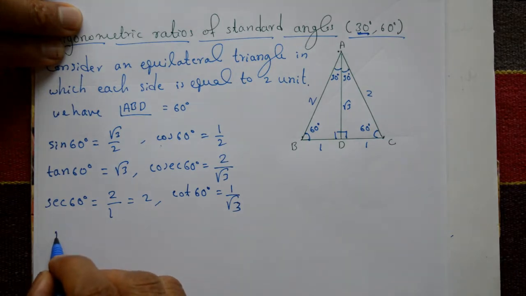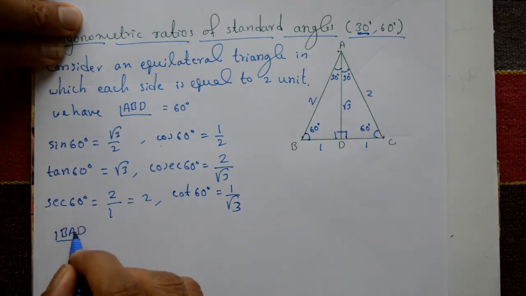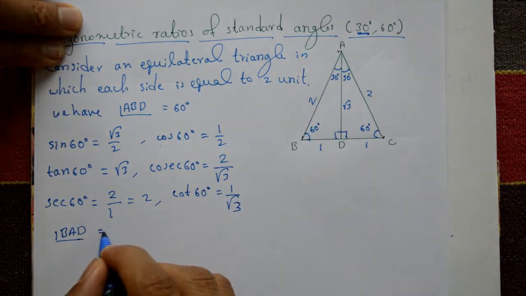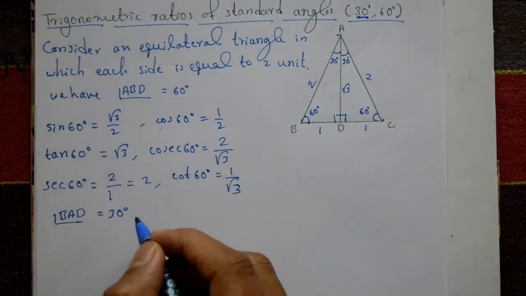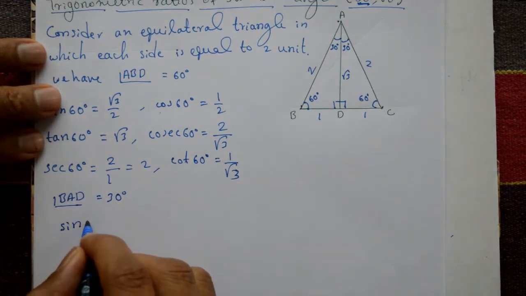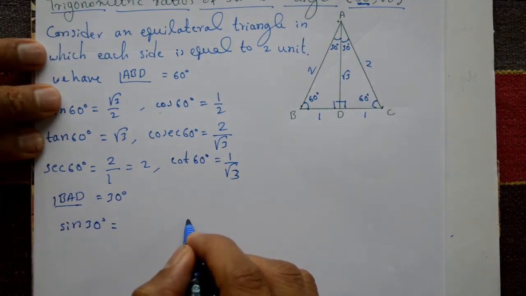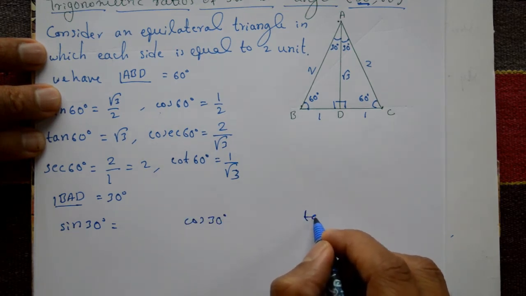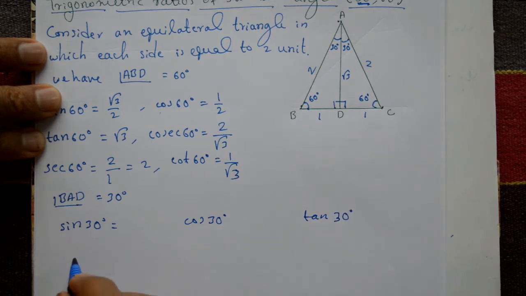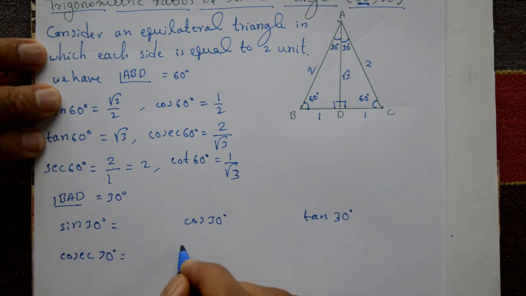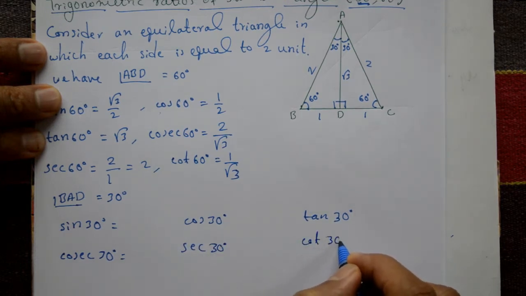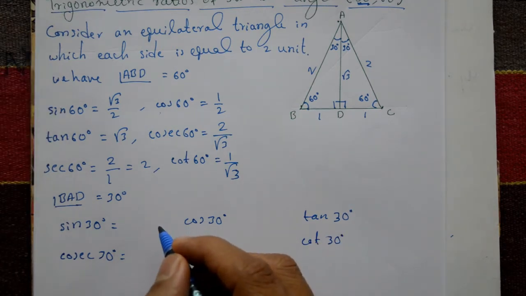Now consider angle BAD. This angle you consider, that is 30 degree. Now you find sin 30, cos 30 degree, tan 30 degree, cosec 30 degree, secant 30 degree, and cot 30 degree. Now find them one by one.